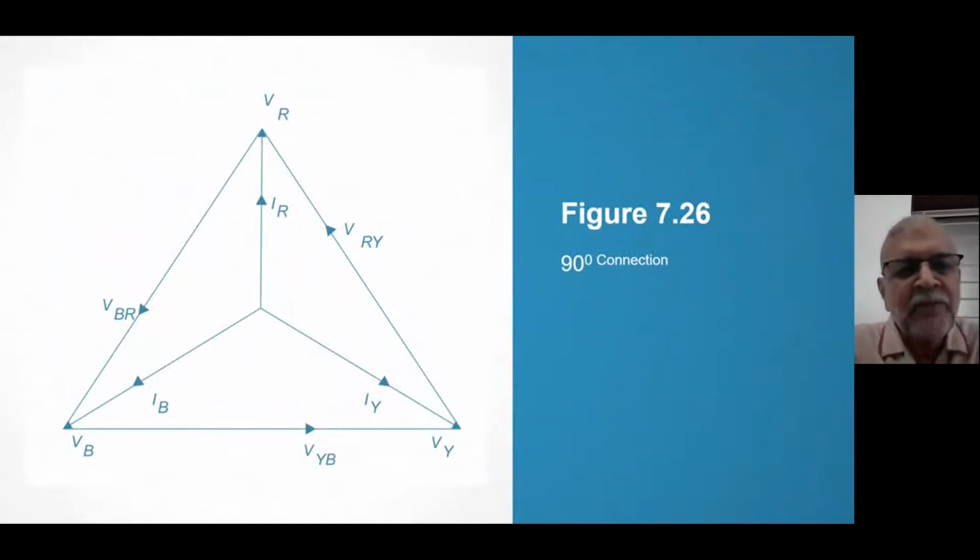Yes, this is the vector diagram. IR and VYB. You see, VY minus VB is VYB. Considering unity power factor, the angle between VYB and IR is 90 degree. Therefore, the name 90 degree. I am not doing anything in the relay. I will be playing with CT and PT. I will show you afterwards.